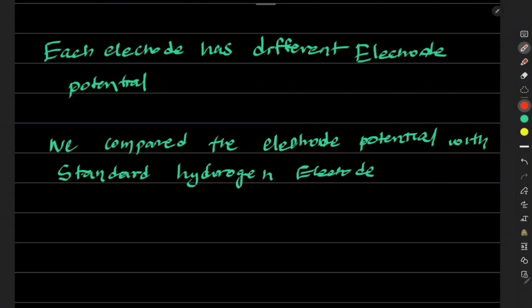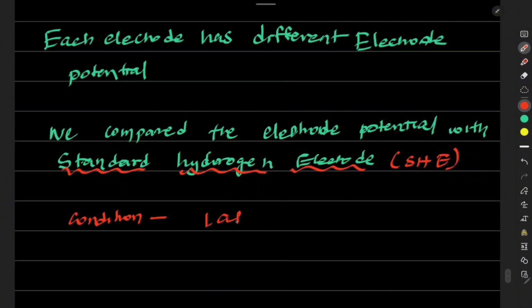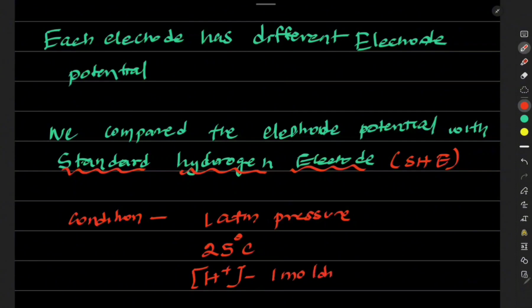Standard hydrogen electrode. And the standard hydrogen electrode is used under some conditions. The conditions are 1 atm pressure, and the temperature should be 25 degrees Celsius. And the concentration of the hydrogen ion, H+ concentration, should be 1 mol dm^-3.